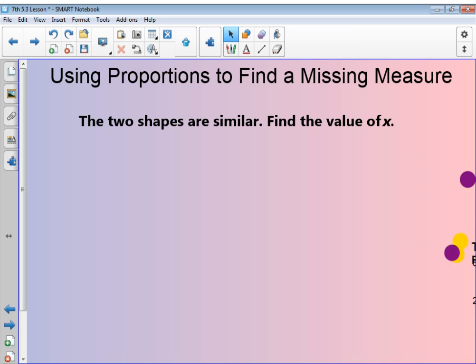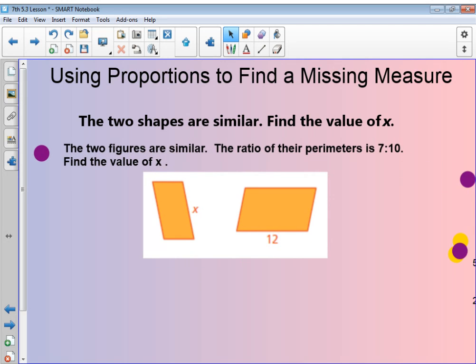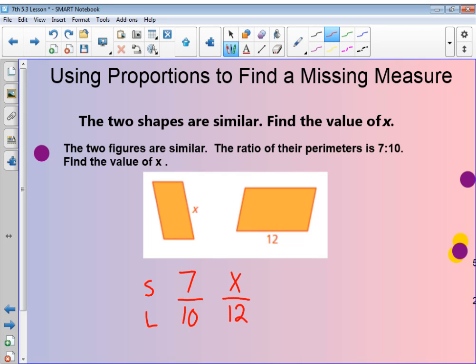So let's try another one of those. 2 figures are similar, so they're telling us they're similar. The ratio of their perimeters is 7 to 10, so I like to do that as a fraction. Obviously this is my small figure, this is my larger figure. So my smaller figure was an x, my larger figure was a 12. Cross multiply, divide. So 7 times 12 gives me 84. Now if I divide that by 10, it gives me 8.4. And they didn't give us units, so we'll just leave it as 8.4.